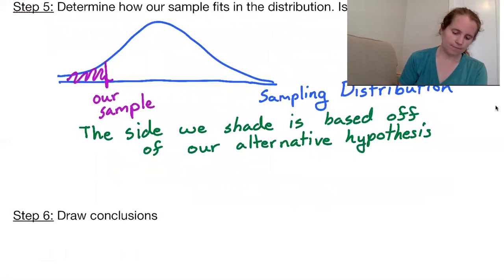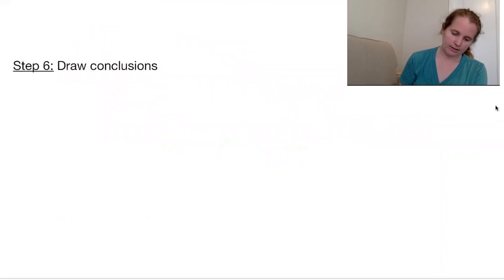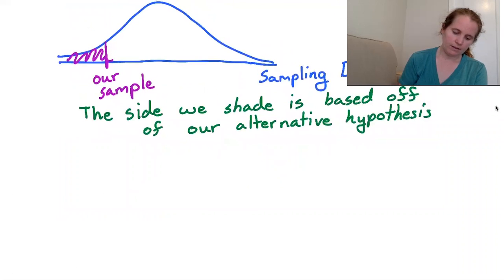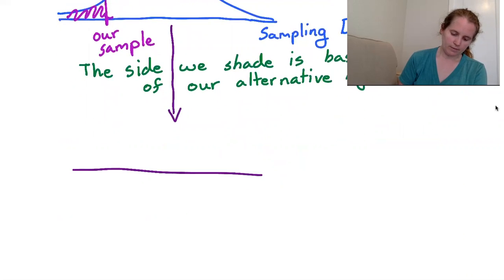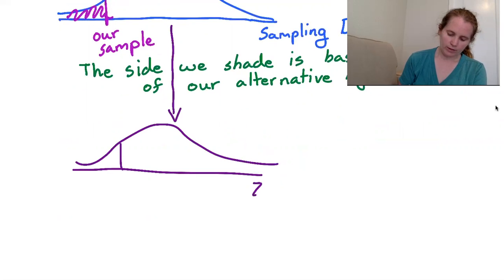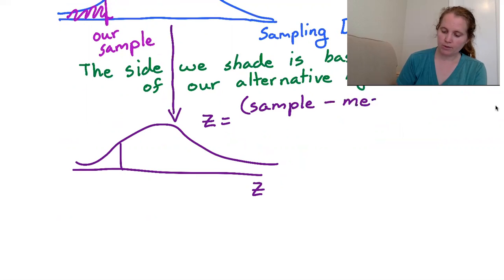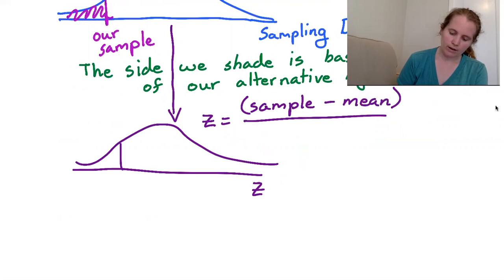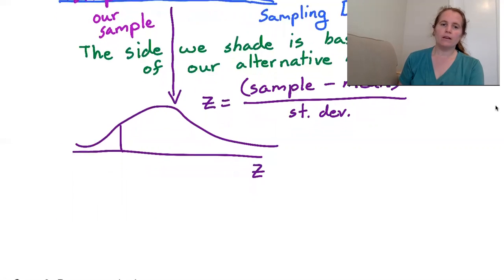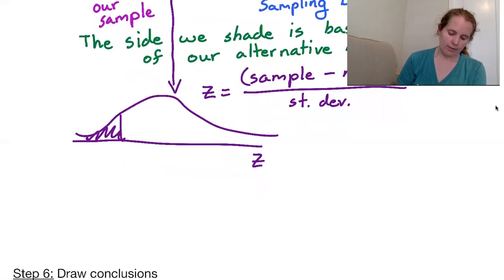So we take this and then we translate to z-score. We move to z-score using the fact that z is equal to our sample minus the mean of our sampling distribution, divided by the standard deviation of the sampling distribution. And then we use the applet to calculate probability.